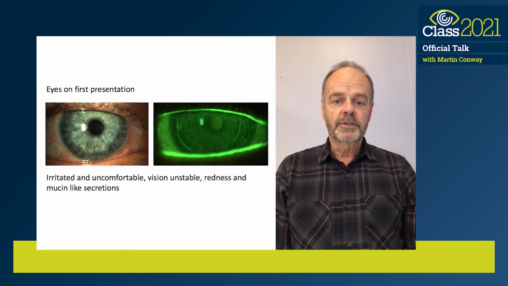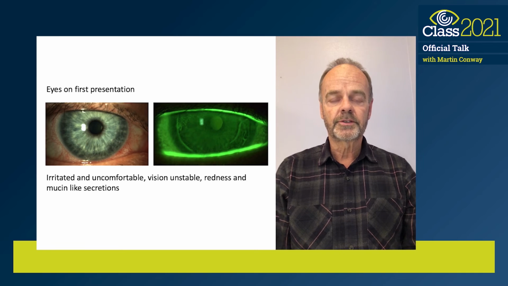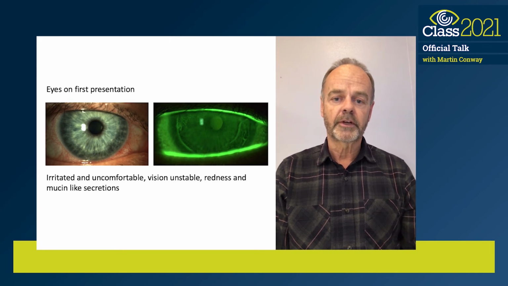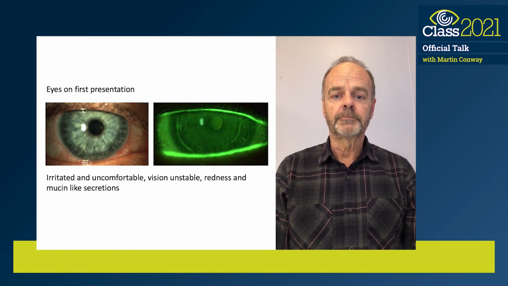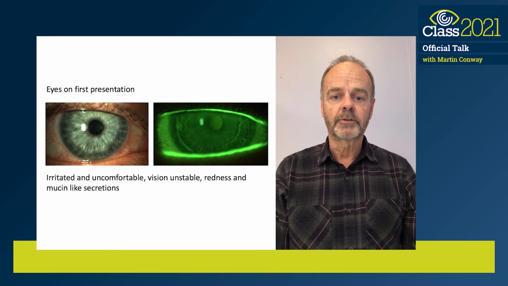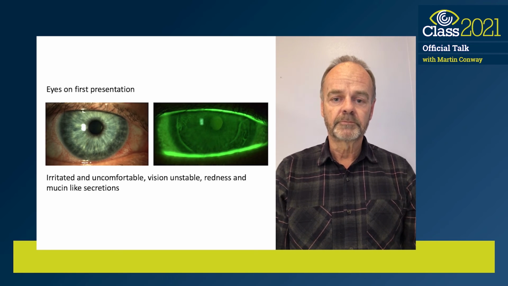Her first presentation was without contact lenses, with irritated eyes. She was uncomfortable, her vision was unstable, and it changed; whatever we could refract her for was different from morning, midday, until the evening. She had red eyes and mucin-like secretions in both eyes that gave her irritation generally.